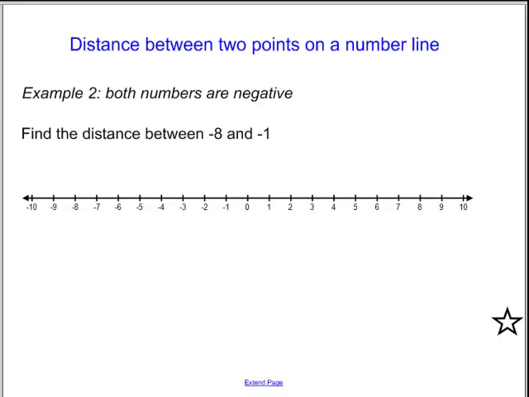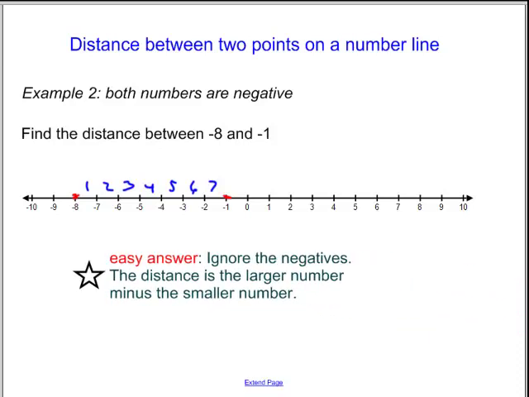Okay, what about the distance between -8 and -1? Here's -8. Here's -1. How many steps do I take? 1, 2, 3, 4, 5, 6, 7. By the way, the distance between -8 and -1 is the same as the distance between -1 and -8. The easy way to get the answer, don't even worry about the negative numbers. The distance is the larger number minus the smaller number. Once the negatives are gone, I've got the number 8, I've got the number 1. 8 minus 1 is equal to 7.